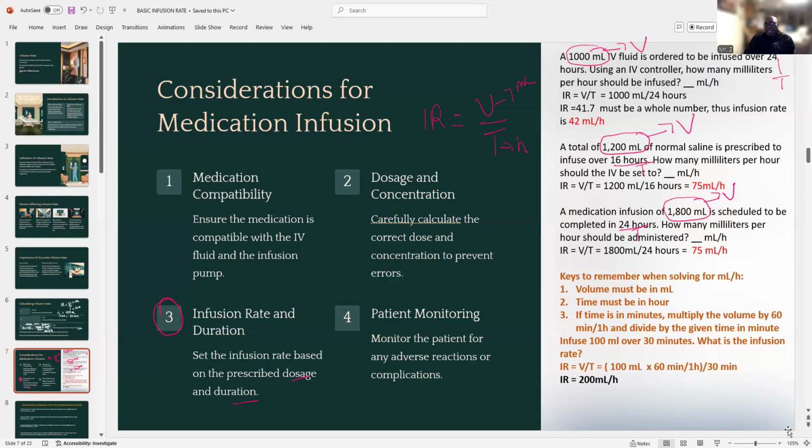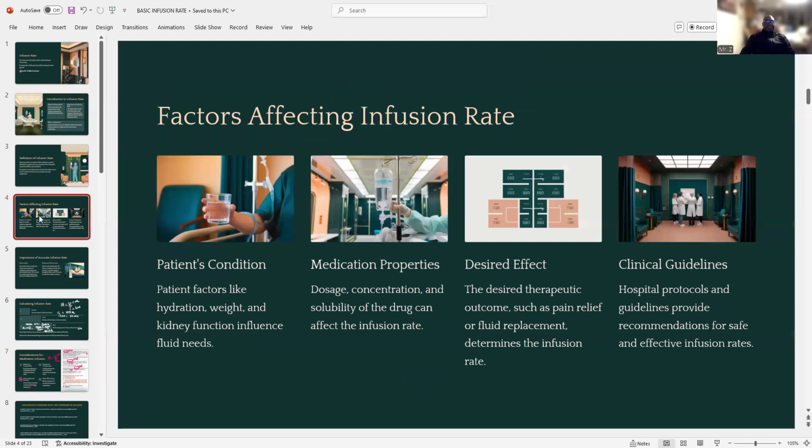infuse 100 ml over 30 minutes. So we're going to multiply 100 milliliter times 60 minutes over 1, and we divide everything right there by 30 minutes. So once you do that, the minutes in the 60 minutes and the 30 minutes will cancel out, okay? And the answer is going to be 200 milliliter per hour. All right, so there are so many factors that can affect infusion rate. Don't forget that we learned about them.